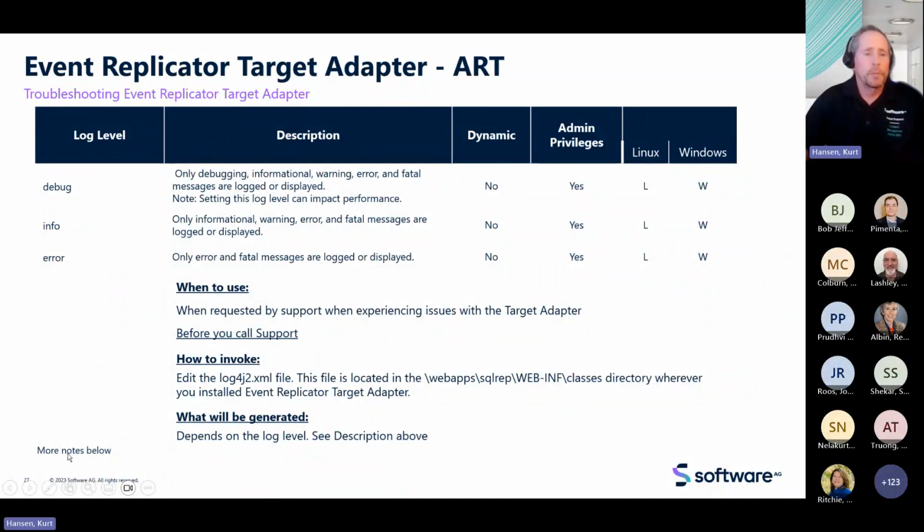We give you a little bit more notes below on how to do that. What's also interesting, and it's in the manual also, is a section that says before you call support. We say we're going to need the SQL rep log and the log4j2 XML file. We actually list what we're going to need. You open the case, you don't have what we're going to ask for, but if you provide it in advance with any issue that you run into, that would be great.